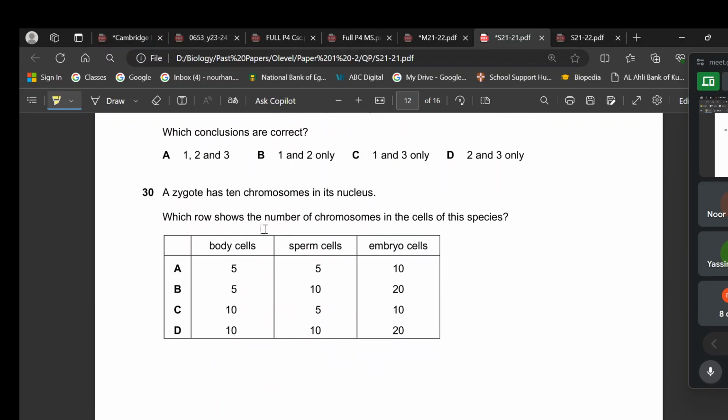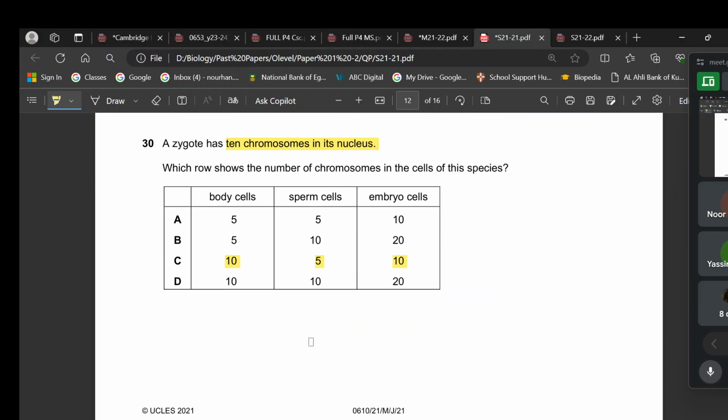A zygote has 10 chromosomes in its nucleus. What is the number of chromosomes in the cells of this species? Body cells, sperm cells, embryo cells. It will be C of course. Body cells, the zygote has a diploid number. The zygote has the full number of chromosomes, same as the body cells. The sperm cell has half the number. The embryo is still a body cell, so it will also have the full number of chromosomes.